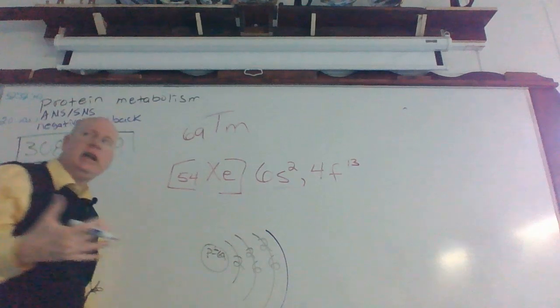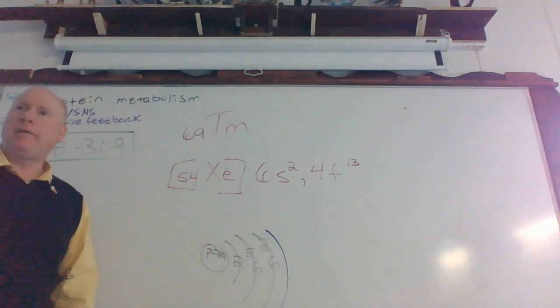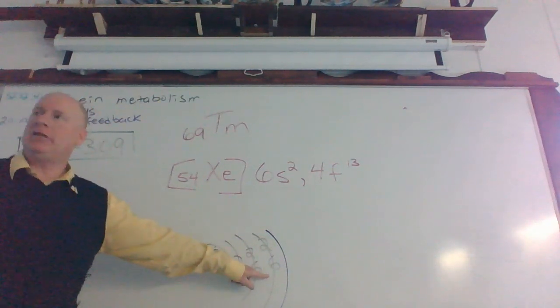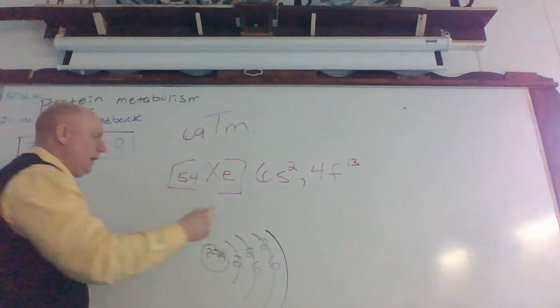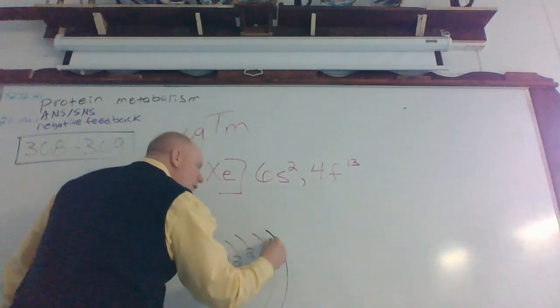Now, again, how do you know to go to 4S2 before you go back down to here? Because the slide rule tells you that. Okay? So 4S2.